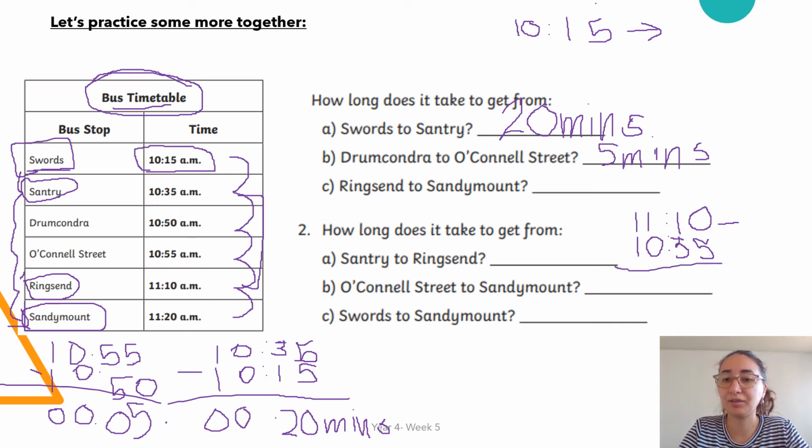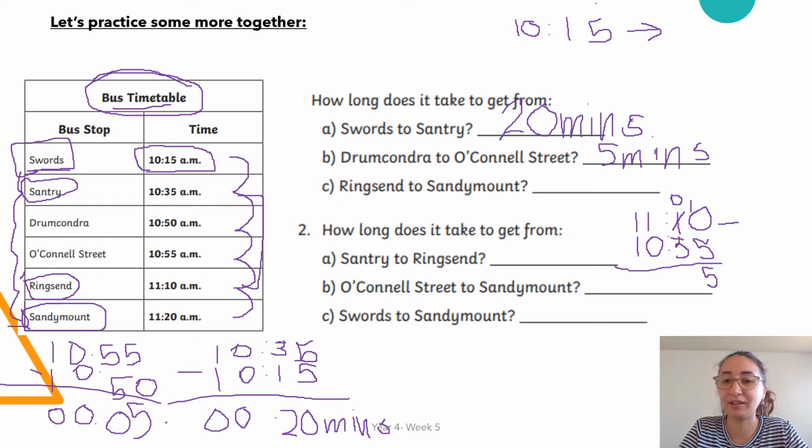So it's 0, take the 5 away, we can't do. We go to the neighbor, we knock on his neighbor's door and we say, can you give us a value please? He says, yes, of course. And then we've got the value, we put it over here. So now we've got 10 take 5, which equals 5.